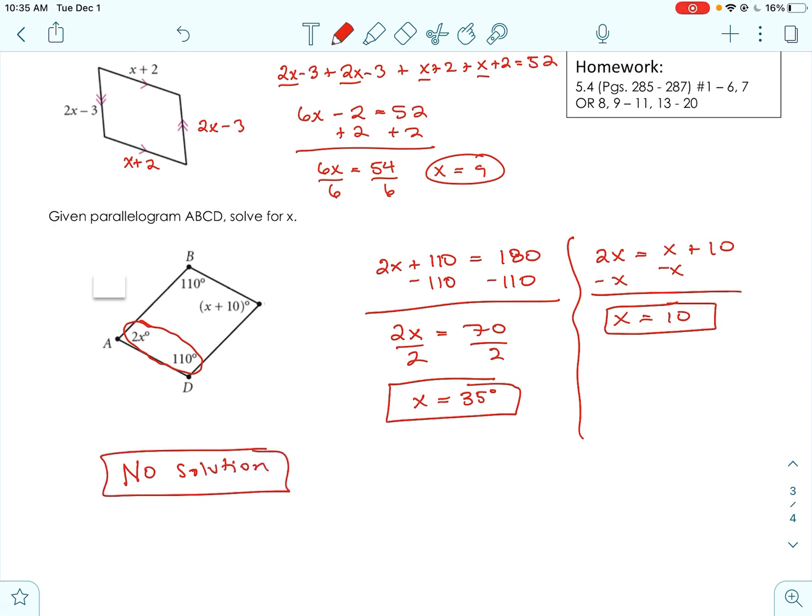Okay, so if you find yourself getting two different answers, that means you have no solution. Another way that you could have done this is if you plug in 35, you would get 70 right here, and then you would get 45 right here. Again, you know that's not correct because you know that these two angles, A and C, have to be congruent. They are not. So again, this parallelogram has no solution.